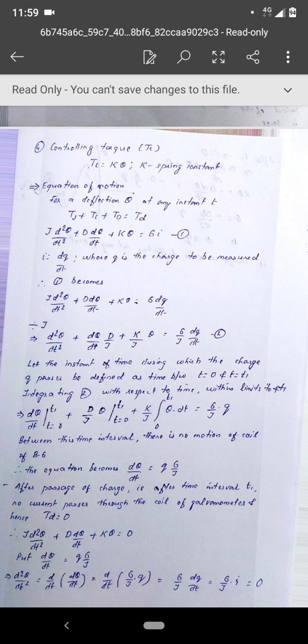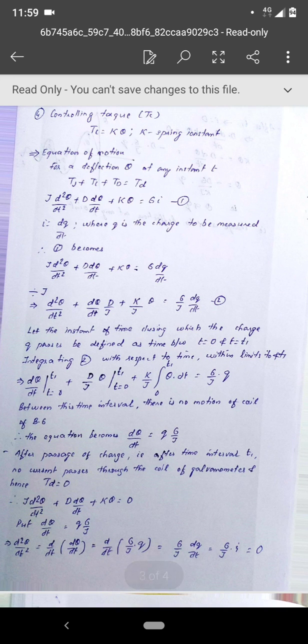Now, as I told, let us assume that the time interval is 0 to t1. In that time interval, let us assume that the current changes and the flux linkages change. Due to the large moment of inertia, only after this time interval, that is after t1, will there be some throw, or some deflection, in the galvanometer.